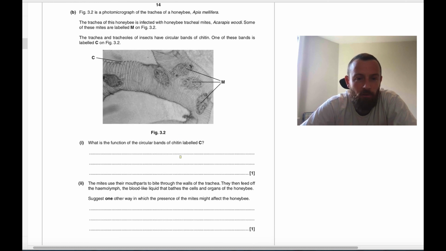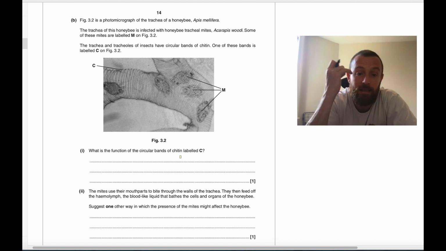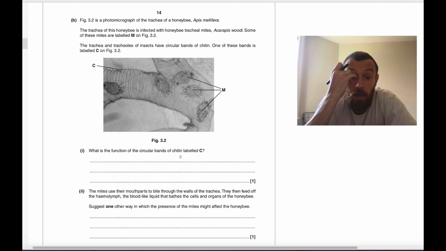All right, here we've got a photomicrograph of the trachea of the honeybee. The trachea of this honeybee is infected with honeybee tracheal mites, Acarapis woodii. How awful. Some of these mites are labelled M on figure 3.2. The trachea and tracheoles of insects have circular bands of chitin. One of these bands is labelled C on figure 3.2.